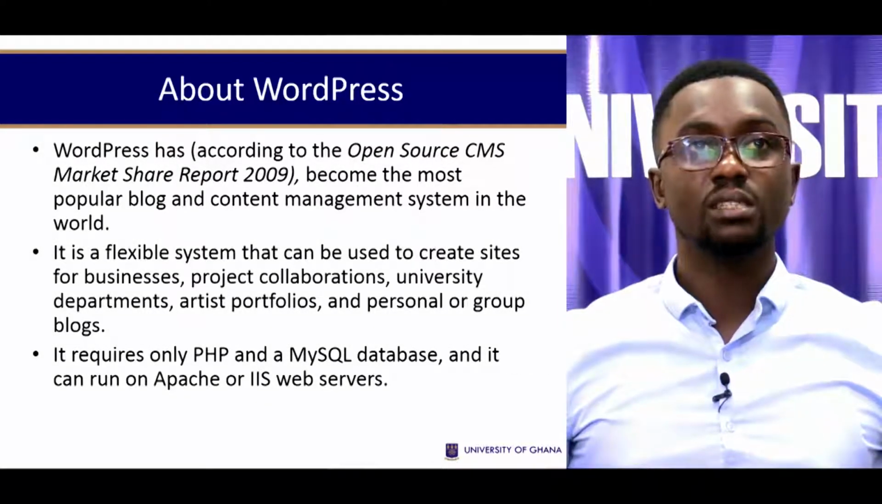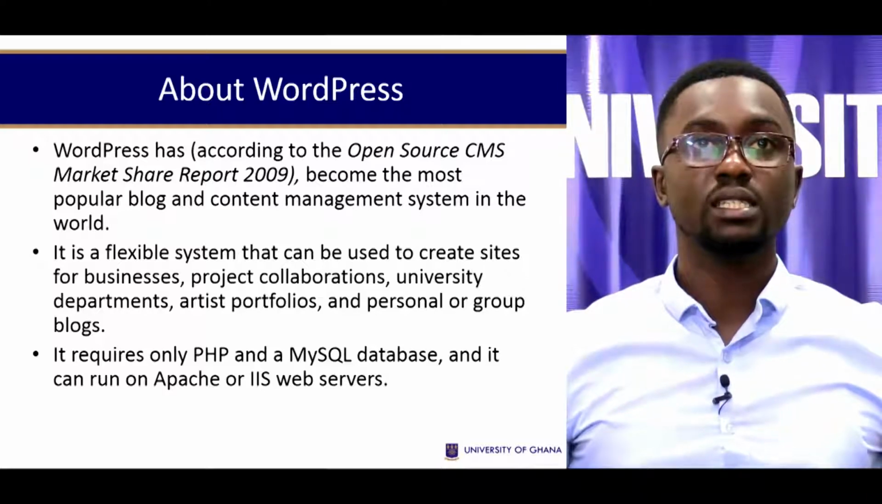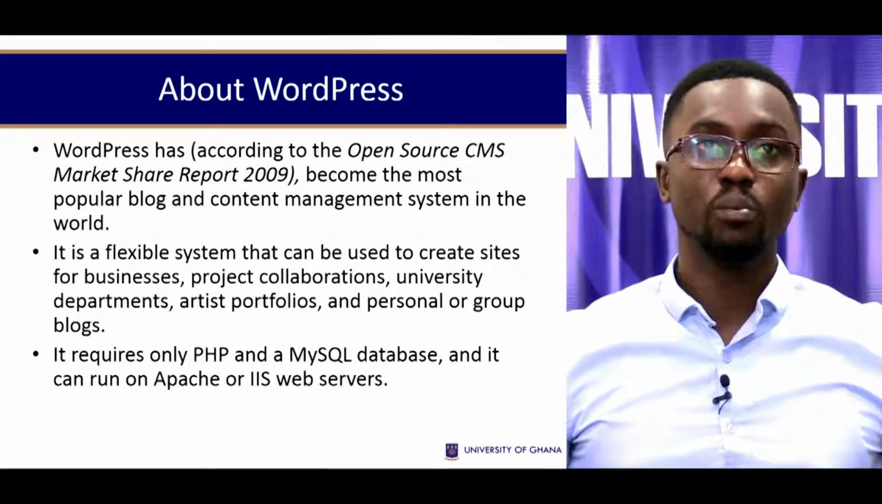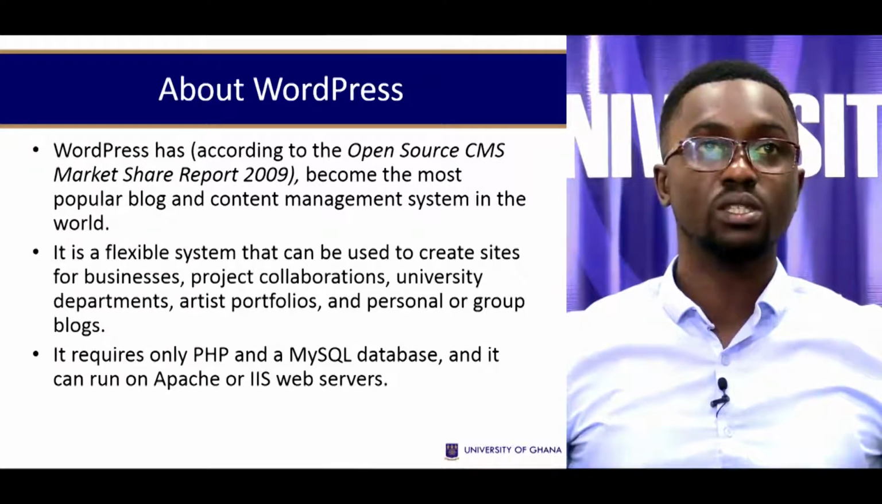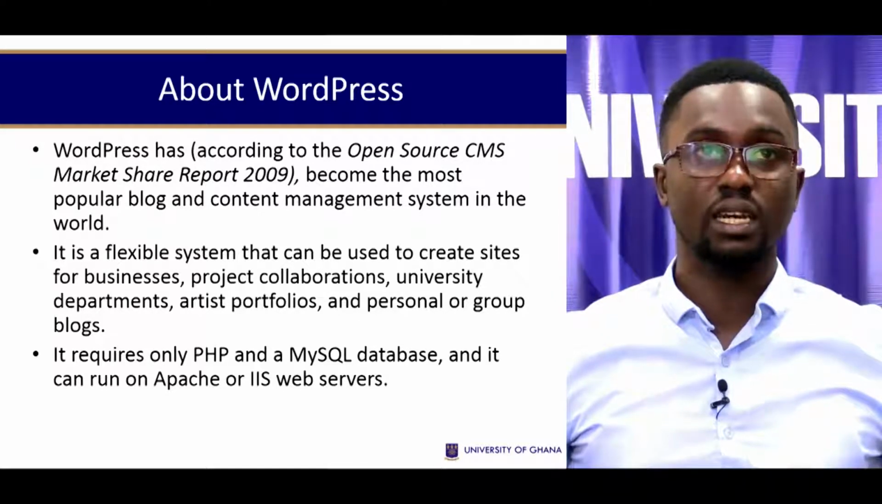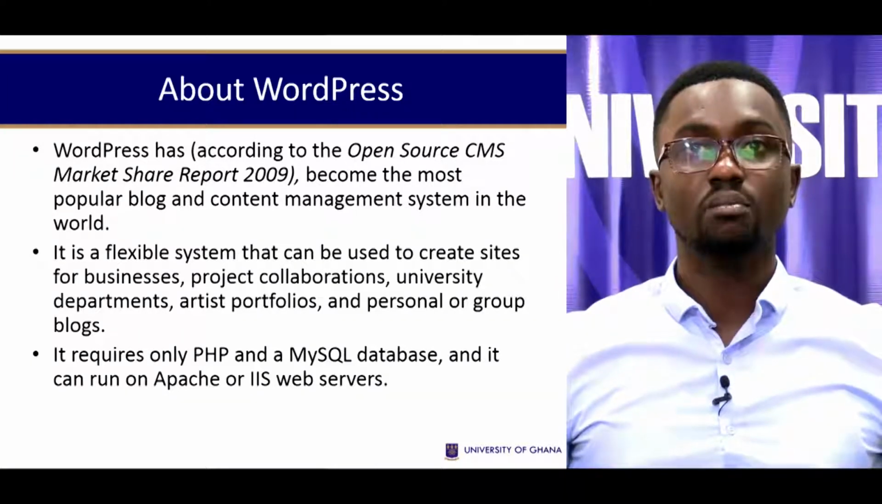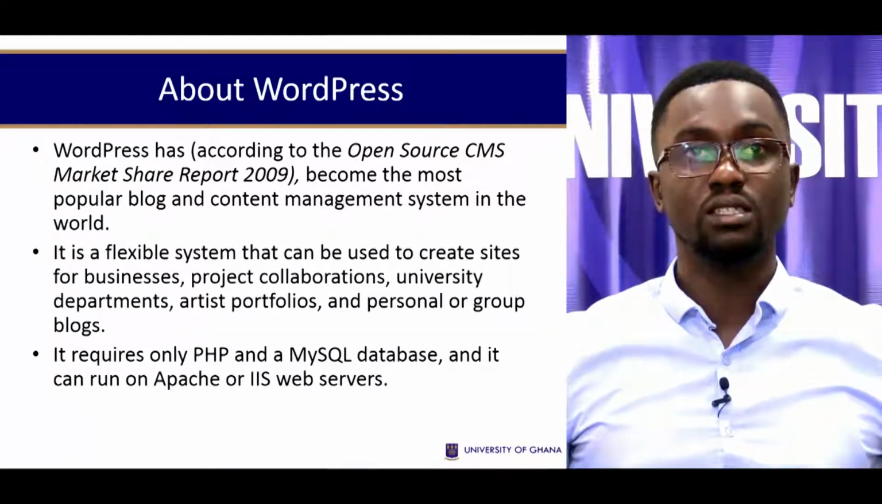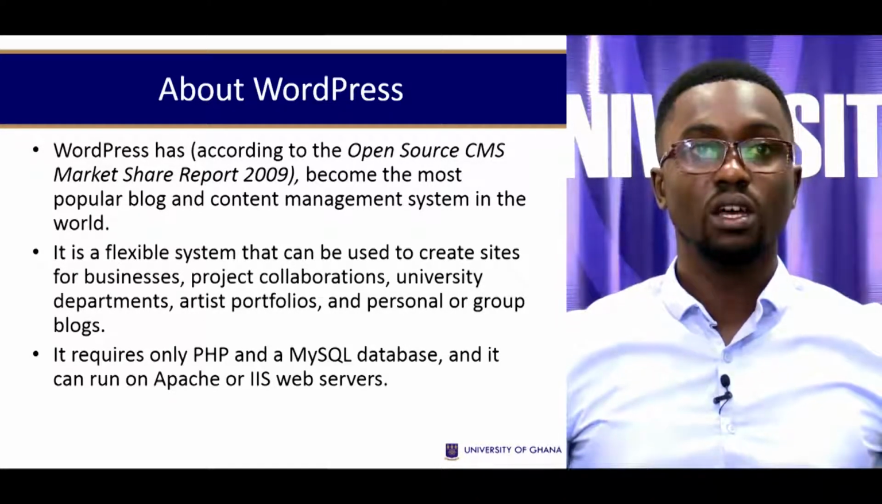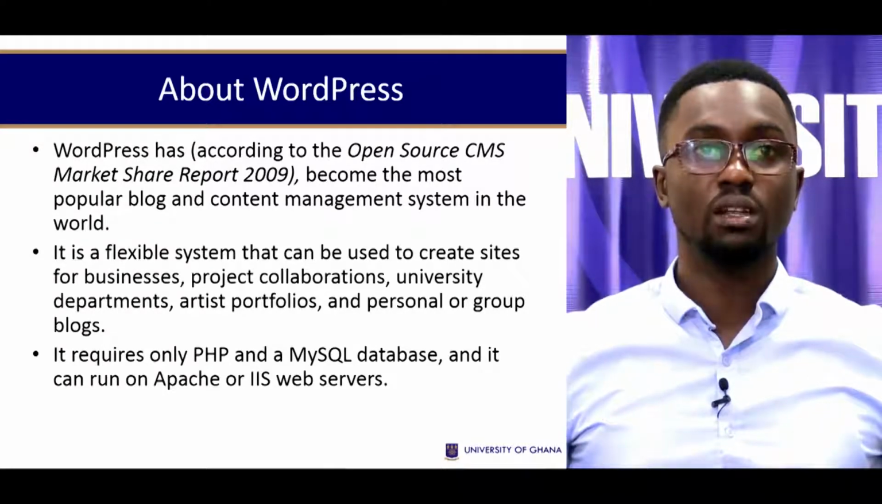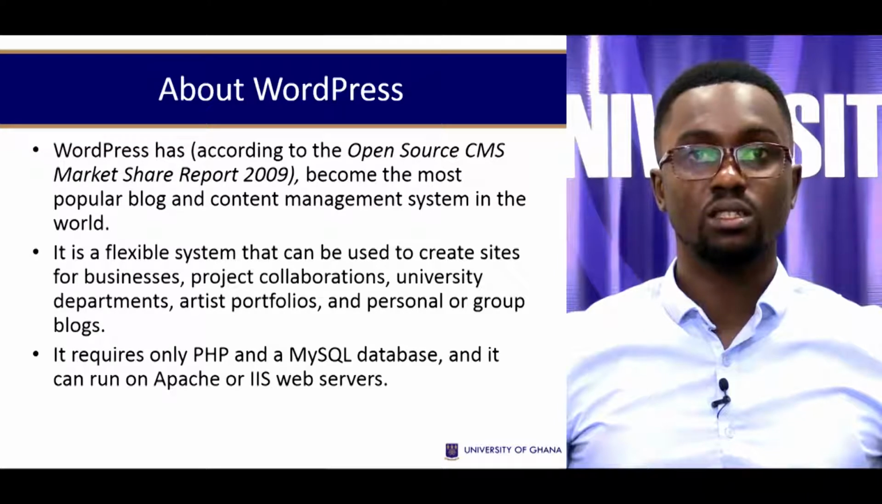Now, we're going to learn a little bit about WordPress. WordPress has become the most popular blog and content management system in the world, according to the Open Source CMS Market Share Report 2009. It is a flexible system that can be used to create sites for businesses, project collaborations, university departments, and what have you. It requires only two technologies, PHP and MySQL, and it can be run on Apache or IIS web server, which is Internet Information Systems web server.